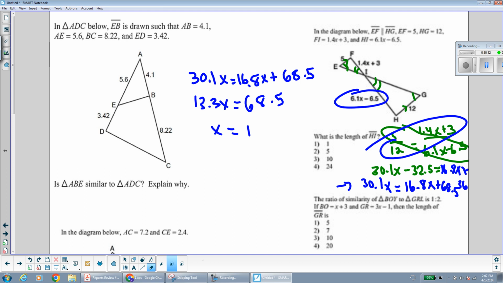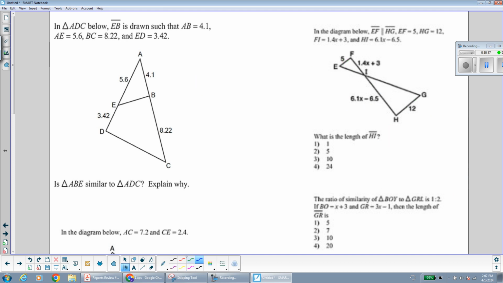Okay, so I messed up my numbers here. So I'm going to do this again, and this time I'm going to try to write bigger and not mess up my calculations. So I'm going to make the proportion one more time and cross multiply. I'm going to do the same way I had it before. I'm going to do 5 over 12 equals 1.4x plus 3. Let me write that better because I'm going to get confused again. So hard to write on the computer. Over 6.1x minus 6.5. Now let me cross multiply this.